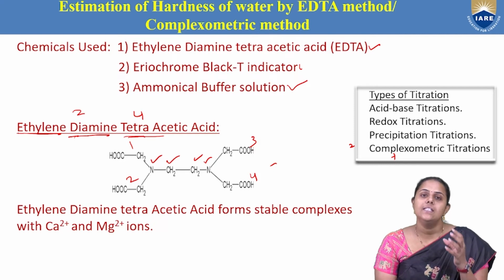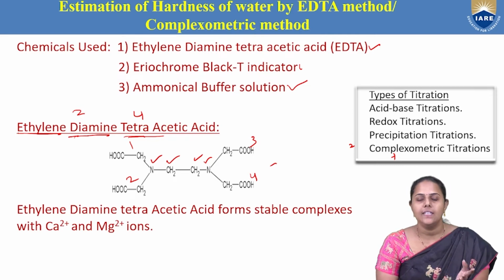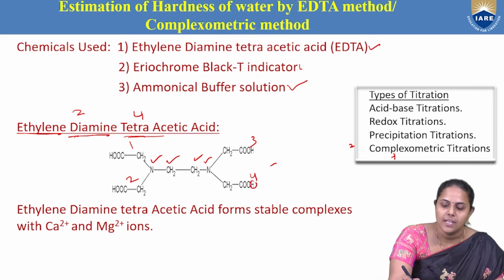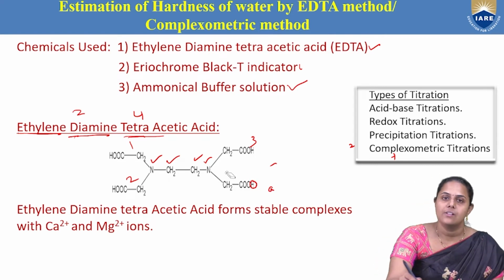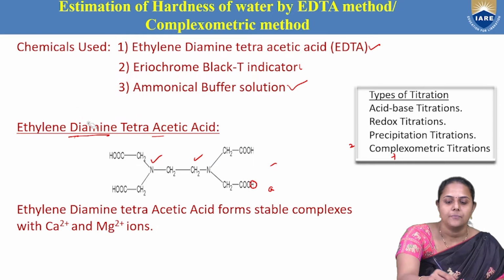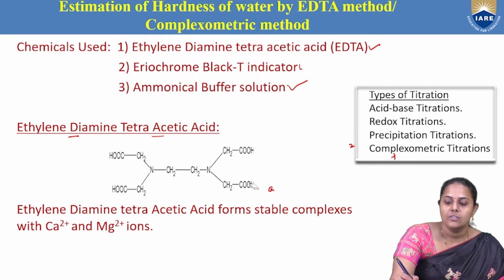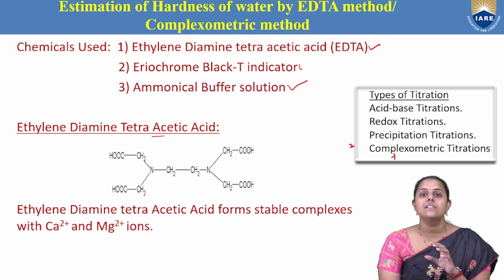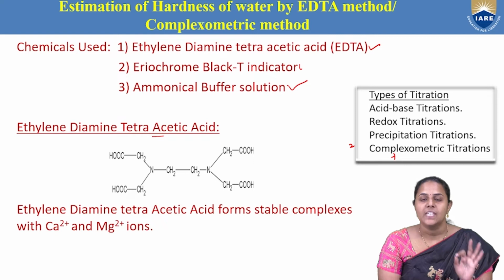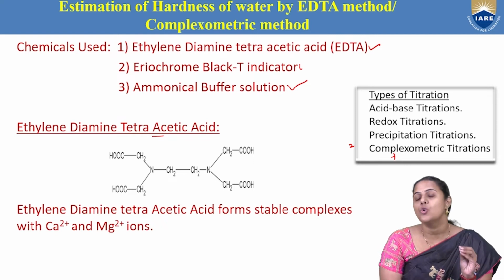Generally, EDTA as such is not used in acidic form, but the sodium salt of EDTA is used, meaning the hydrogen is replaced by sodium. The sodium salt of EDTA is generally used during the experiment. Now, talking about complex formation, EDTA will form very stable complexes with metals. This point is very important to remember during the performance of this experiment.